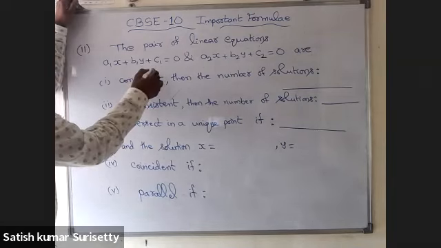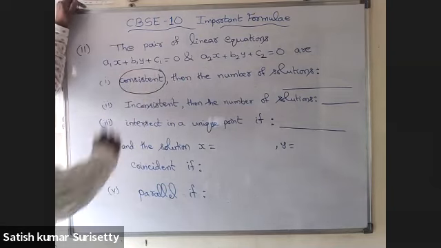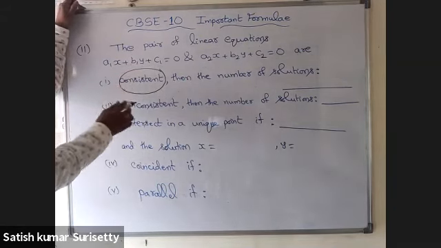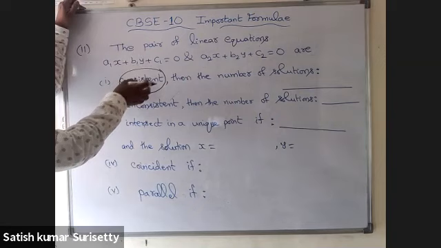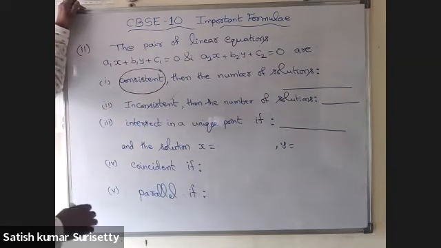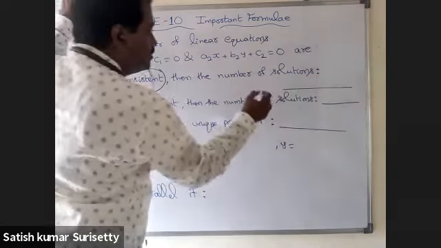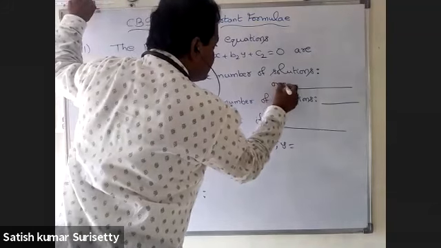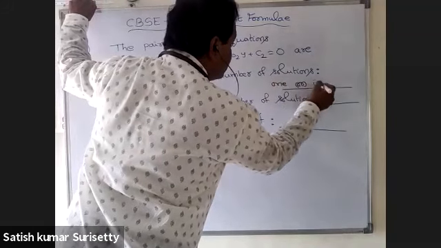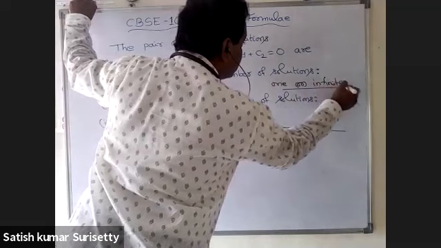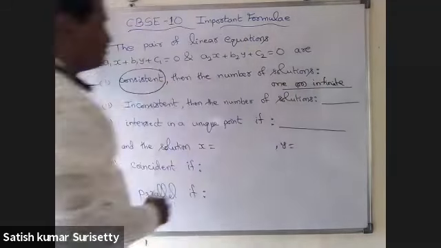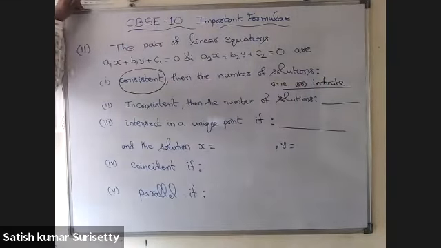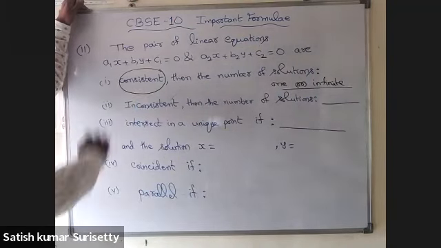Now, what is the meaning of consistent? Consistent means it will have a solution. Once it has a solution, then it can be one solution or it can be infinite solutions. So the number of solutions is 1 or infinite. Either it can have one solution or an infinite number of solutions. Then we can say the equations are consistent.